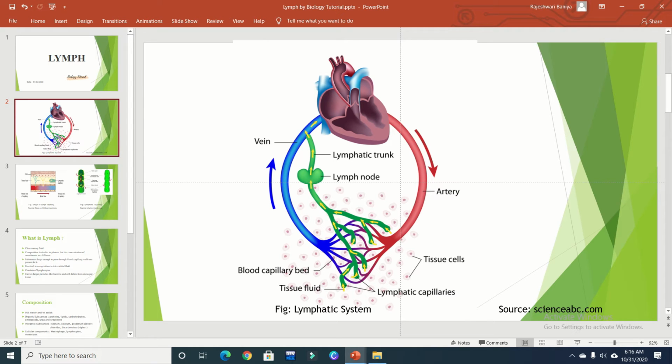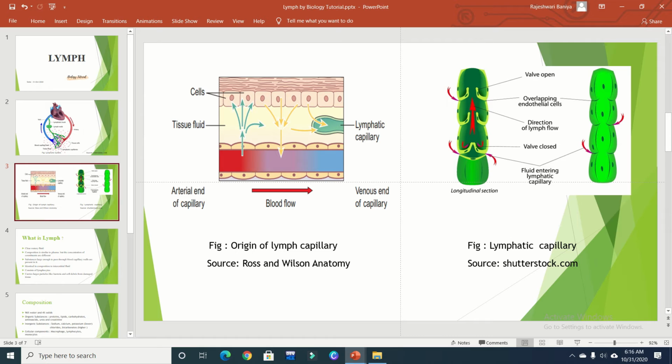What happens in the capillaries? In the capillary, the exchange of nutrients and waste materials occurs. Let's zoom into the capillaries. This one is the blood capillary. This one is the arterial end. Here the blue color is the venous end.